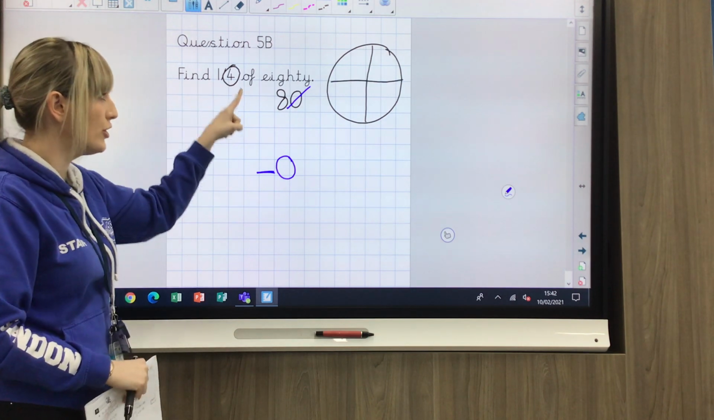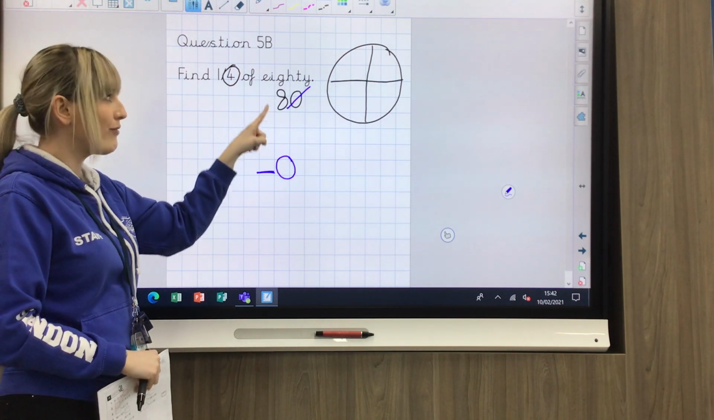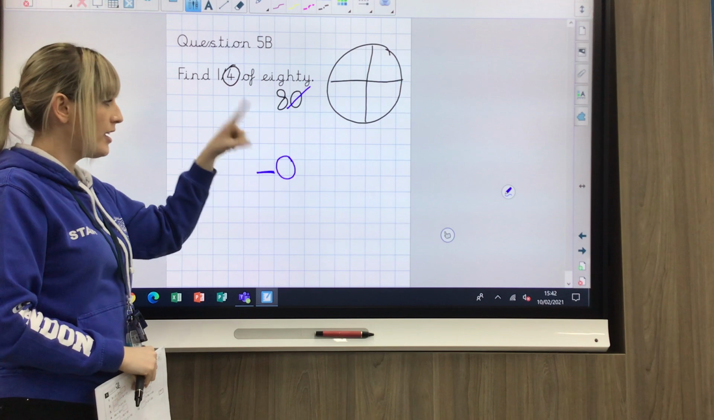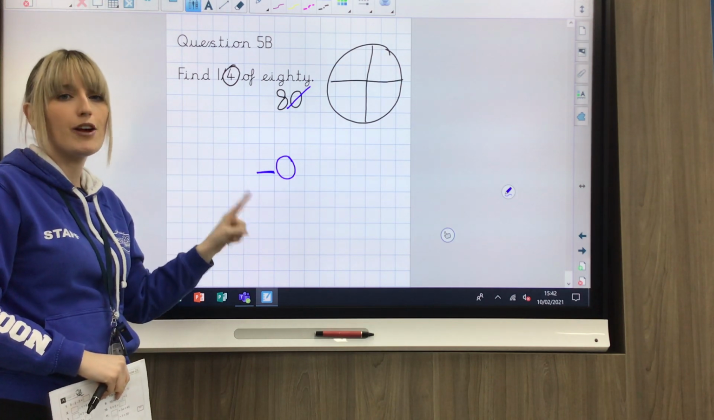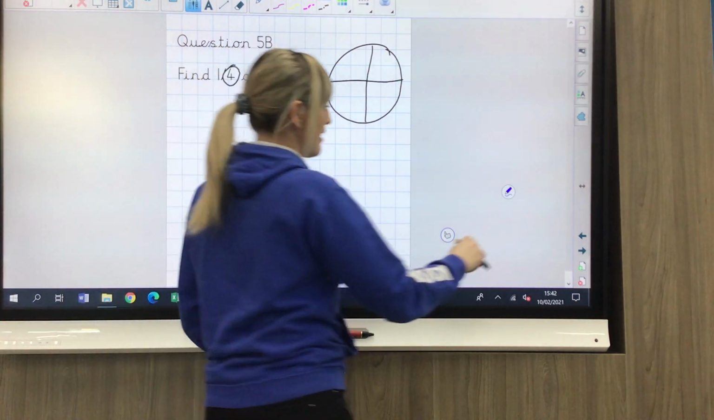So find a quarter of 8. We've made it 10 times smaller, so remember to put the 0 back on. Let's look at a different one.